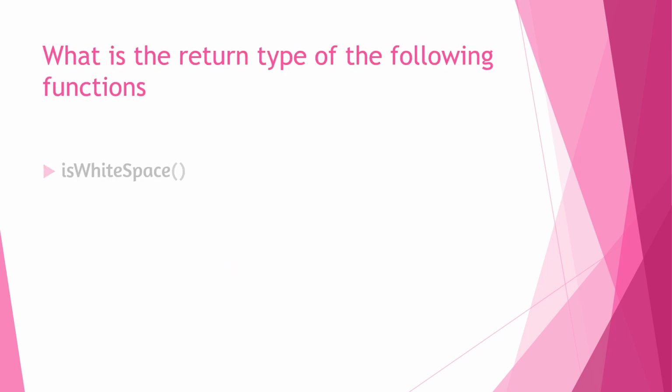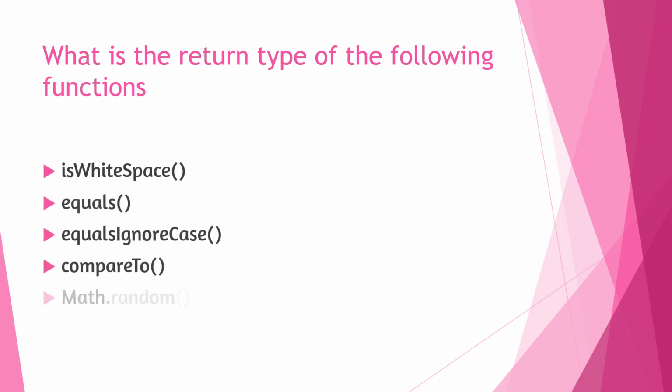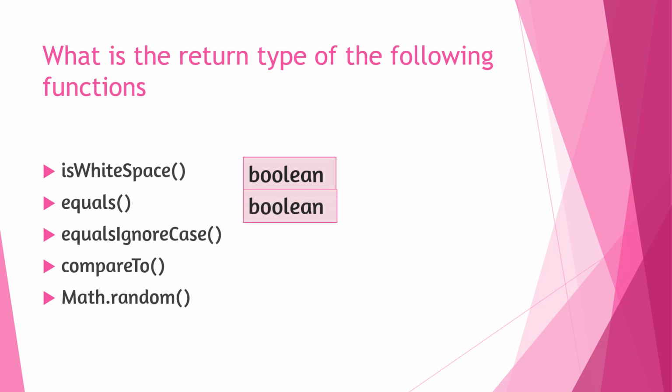What is the return type of the following functions? isWhitespace, equals, equalsIgnoreCase, compareTo, and Math.random. One by one, let's see the return types. isWhitespace checks whether it is a space or not, so the answer is true or false, that is boolean. Equals compares two strings, again boolean. equalsIgnoreCase also compares, so the answer is boolean, true or false. compareTo: if two strings are equal, 0 comes, otherwise 1 or -1. So compareTo returns int. And Math.random is double.